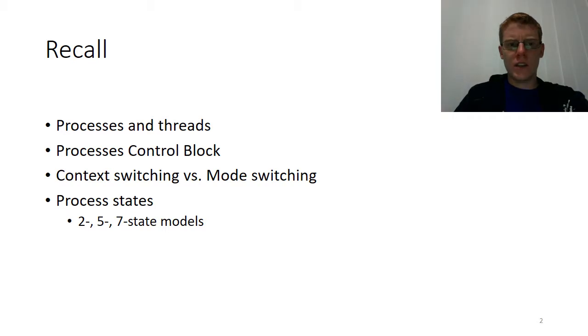Some things to keep in mind are the concept of processes and threads, and what we mean when we refer to them when we're talking about operating systems. The process control block, and what that is and why it's important for managing multiple processes. And the concept of context switching and mode switching and the difference between them. Particularly, we're going to be considering context switching a lot in this situation. And finally, the idea of process states. So we've talked about a 2, a 5, and a 7 state model.